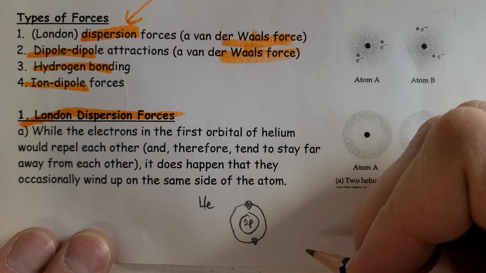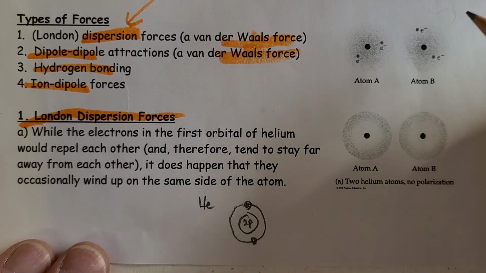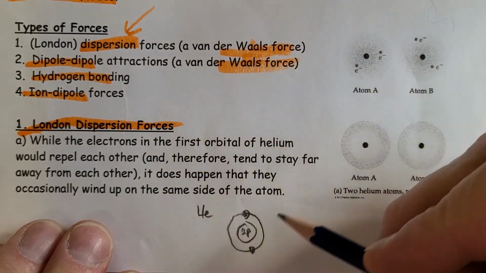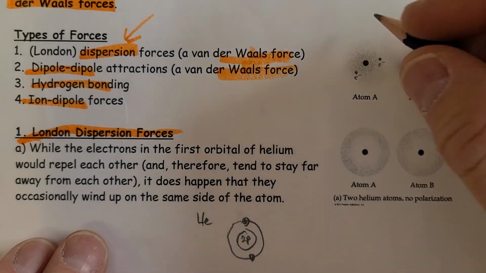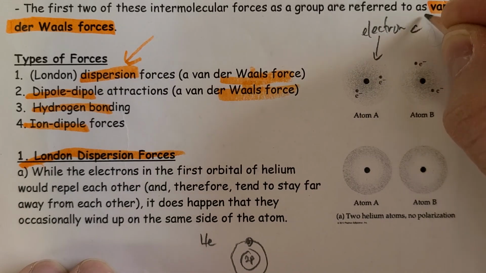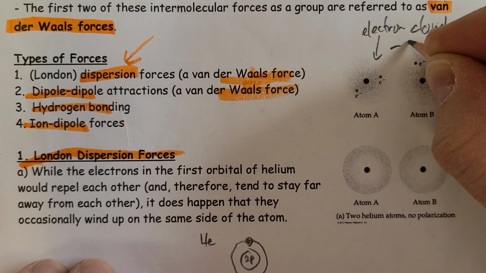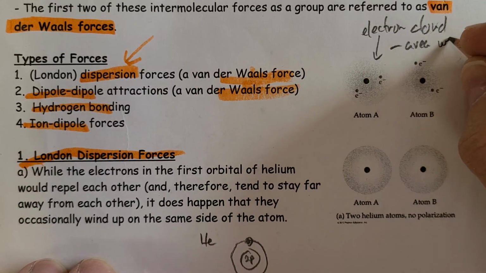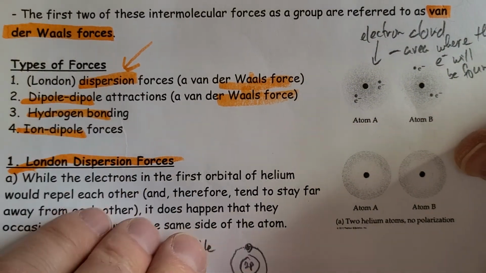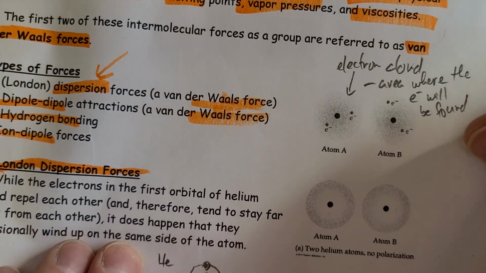So common sense would tell us that these electrons will stay as far apart from each other as possible because they're both like charges, they repel. Now, instead of envisioning this as a Bohr diagram, we envision it as an electron cloud, which is an area where the electron will be found. Okay, so an electron cloud is an area where the electron will be found.